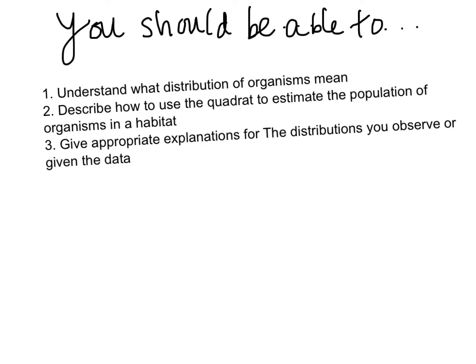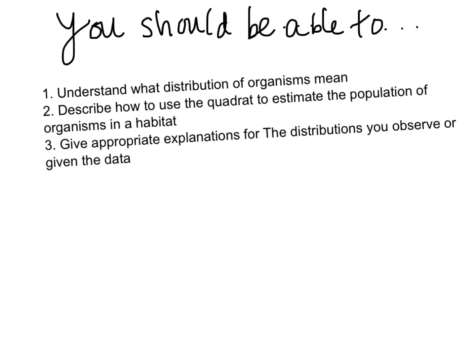Make sure you're familiar with all of these factors and be able to use them to explain the distribution. You should now be in a position to understand or state in very simple terms what distribution of organisms means. You should also be able to describe how to use the quadrat to estimate the population of organisms in a habitat. You know, the random sampling and estimating the population of living things in a habitat. Give appropriate explanations for the distributions you observe or what's given in the data. So if you're given data, you should be able to explain to some extent and give possible reasons why organisms are distributed in the way they are in a habitat.